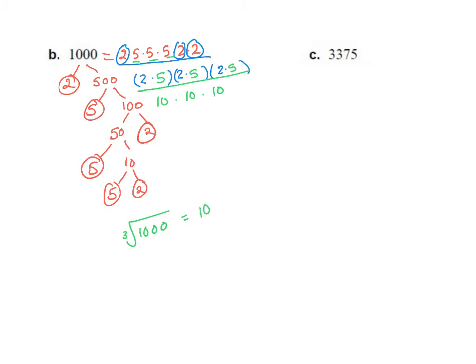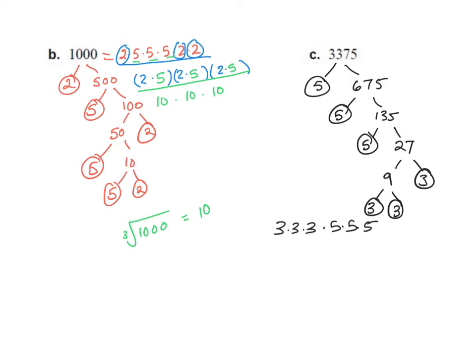Let me put together the factor tree for 3,375. So I made a factor tree and wrote out the prime factorization right underneath it. And you'll notice I've got 3 3s, 3 5s. So that means the number 3,375 has to be 3 times 5 times 3 times 5 times 3 times 5, or 15 cubed. So the cube root of 3,375 has to be 15.